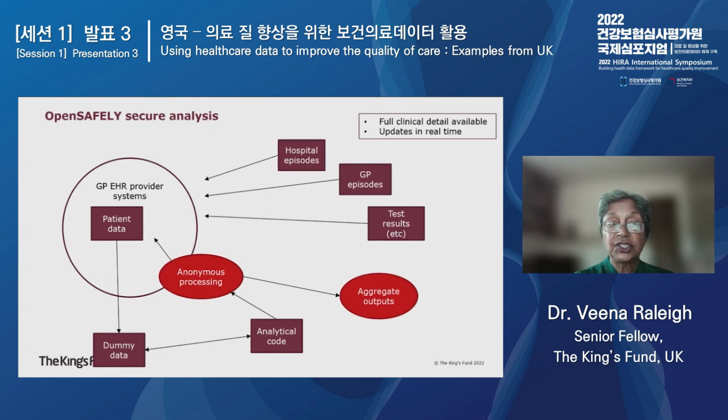Sorry, this just finishes up. So it just shows that the code is run via the analysts who supply the software for the GP systems, and there's no risk of disclosure. Next slide, please.